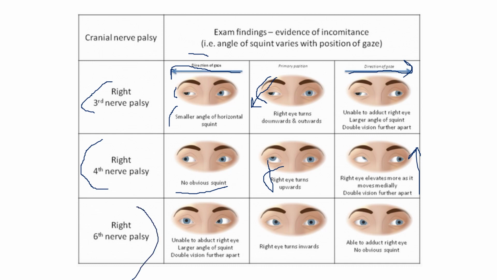Right sixth nerve palsy, we'll see unable to abduct, so LR6, remember? So unable to abduct the right eye: larger angle of squint, double vision further apart. Right eye would then turn inward, and then unable to adduct the right eye, no obvious squint.